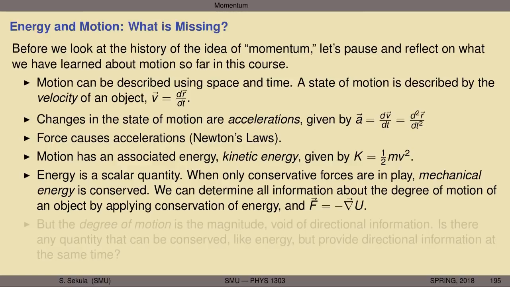And in addition, we saw that in the situation where one has conservative forces, it is possible to relate force and changes in potential energy by looking at how the potential energy of a system changes with spatial position. And this is represented by the vector F and its relationship to the negative of the so-called gradient of potential energy U.